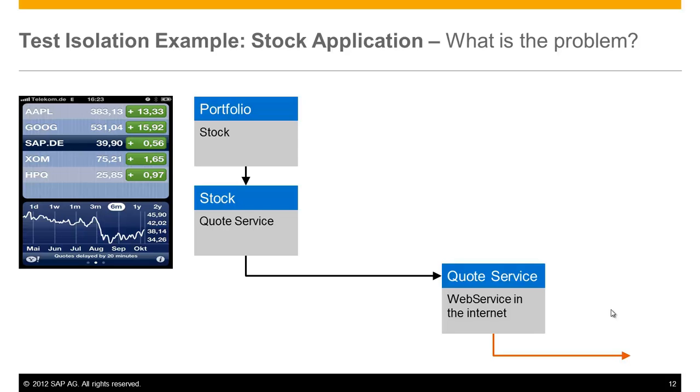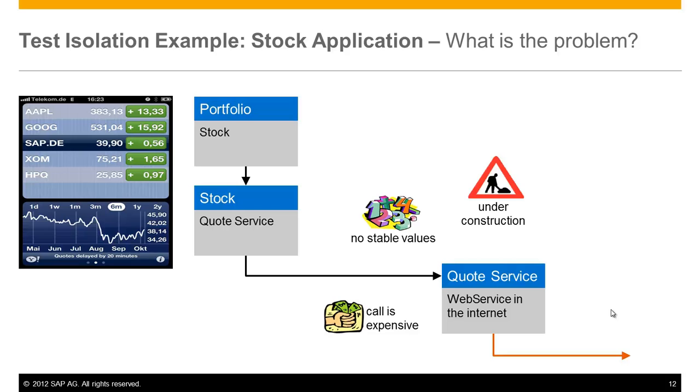Now, the red arrow there already indicates where our problem is, because we're depending on something that's out there in the internet. That is pretty much the worst case, something we do not own. And there are several problems with that. So first of all, the call may be expensive. So maybe a stock value check doesn't cost anything, but a credit check may cost something. So when you test it, you may actually have to pay money.